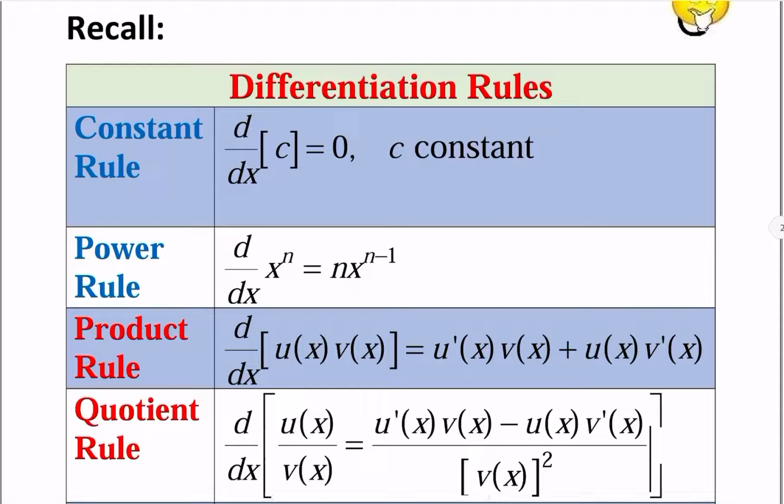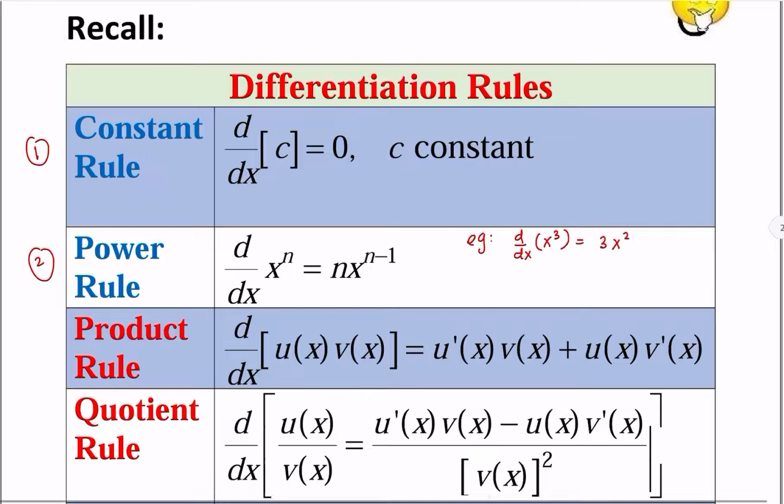For the normal ones, if we differentiate a constant, it will be 0. If we differentiate using the power rule, meaning x to the power of 2 or x to the power of 3, we will have n x to the power of n minus 1. For example, if we differentiate x cubed, n is 3, so it will be 3x squared.